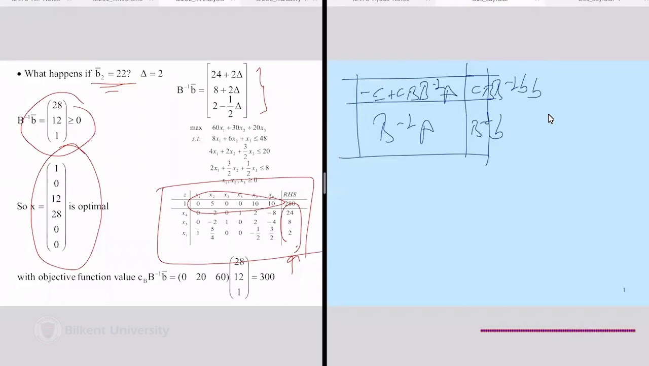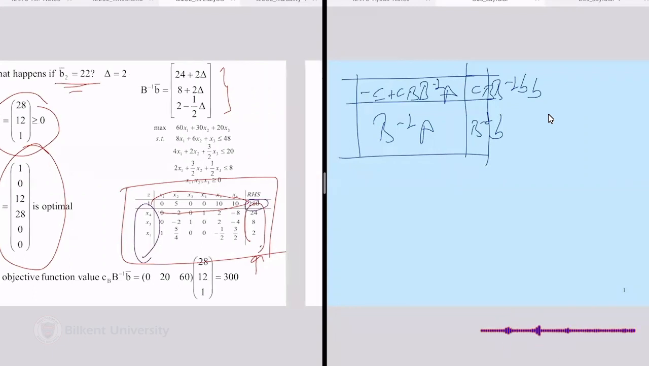But the result is the current basis, the basis that I write with these variables, is still optimal. Their values will, of course, change. Their values are B inverse B tilde with the new B, right? That's what's happening here. Their values are changing, and my objective function value is also changing with respect to the new B tilde. But my current basis B is still optimal, all right?